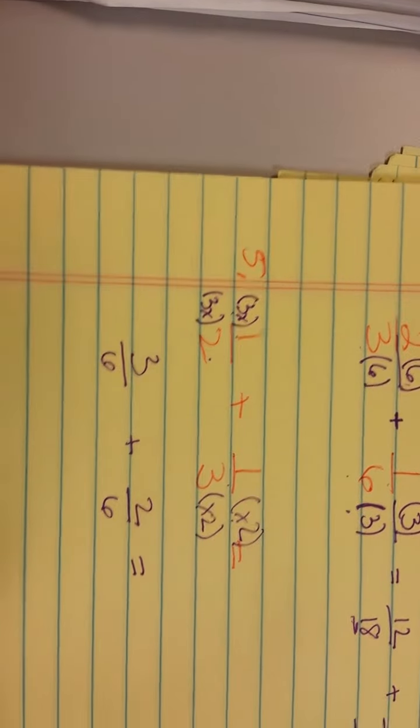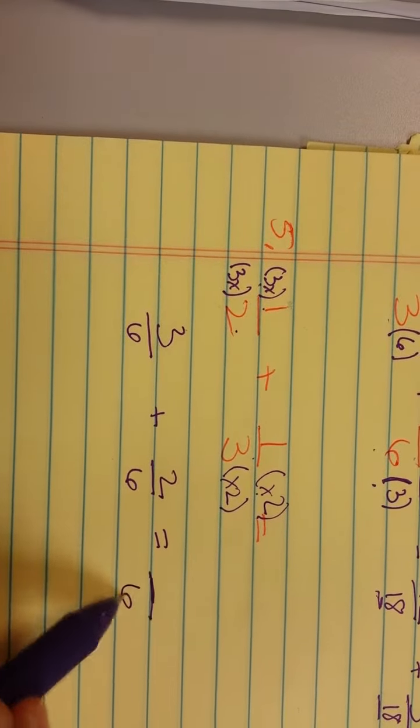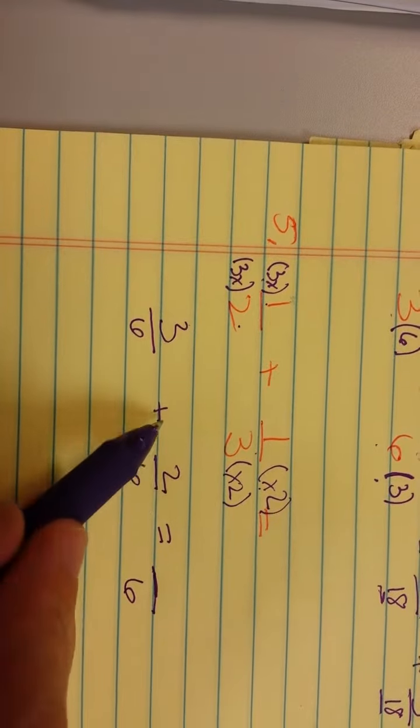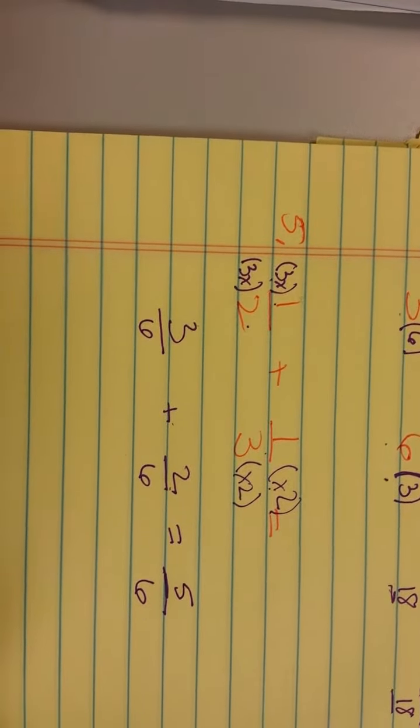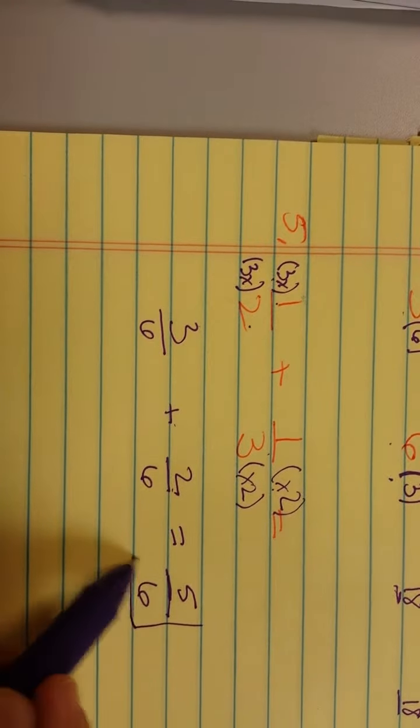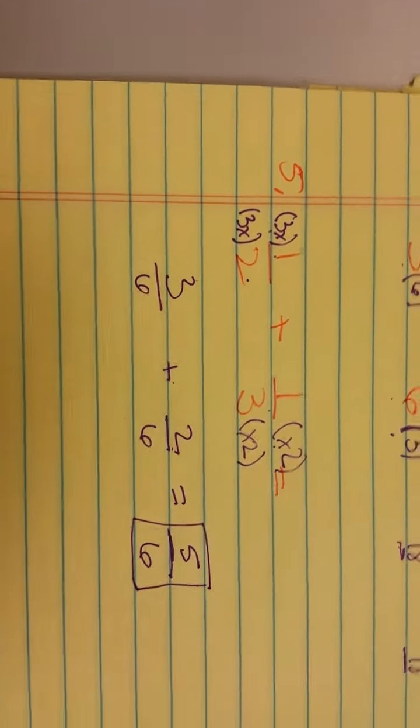Now, you're just going to add straight across. Your denominator stays the same, it does not change, and you add 5 plus 3, and you get 8. And we know from the previous answer that does not reduce.